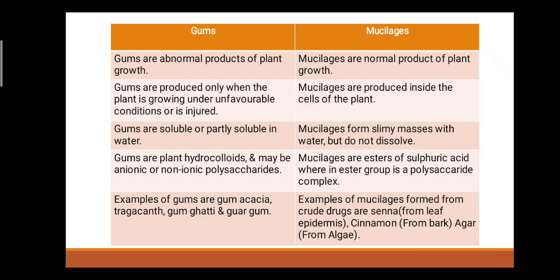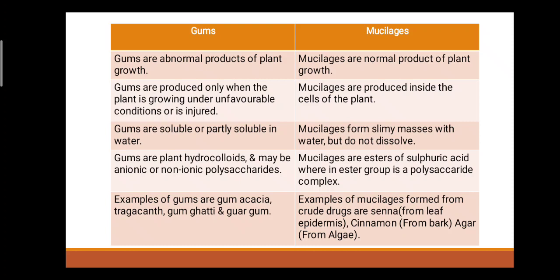Third point, gums are soluble or partly soluble in water, and mucilage forms slimy masses with water but does not dissolve. Fourth point, gums are plant hydrocolloids and may be anionic or non-ionic polysaccharides. Mucilages are esters of sulfuric acid, wherein the ester group is a polysaccharide complex.